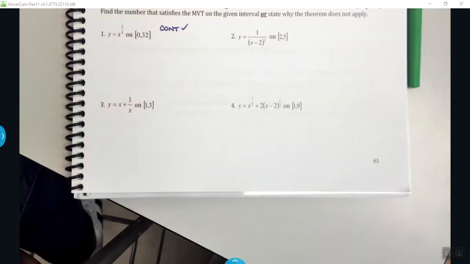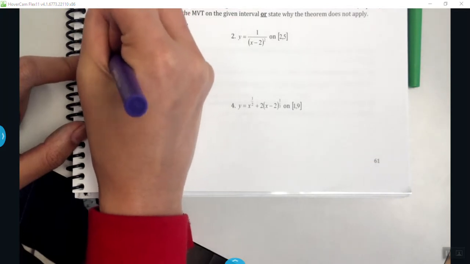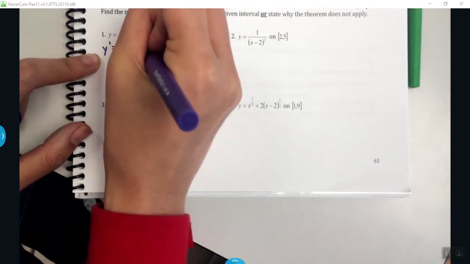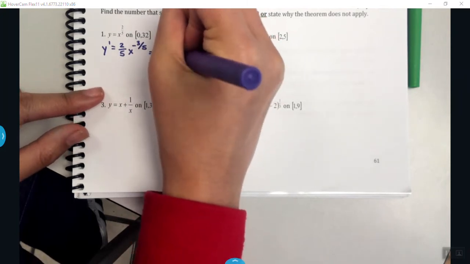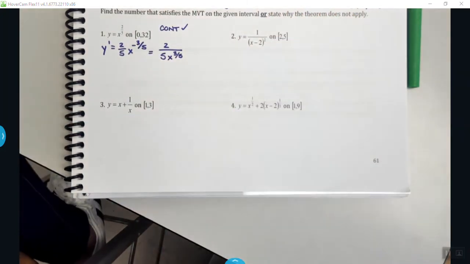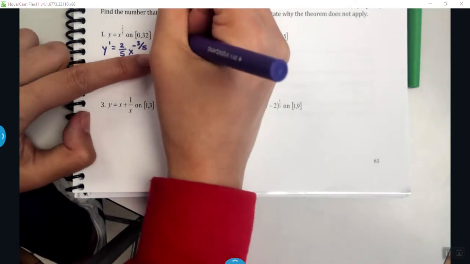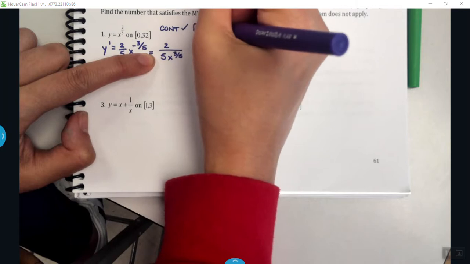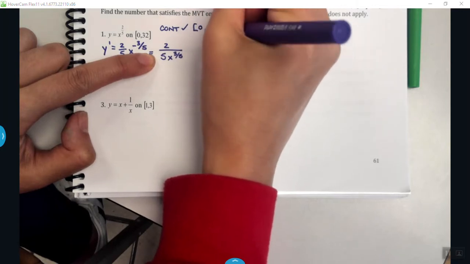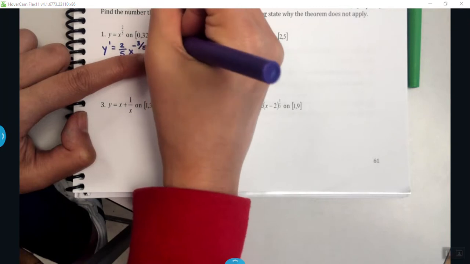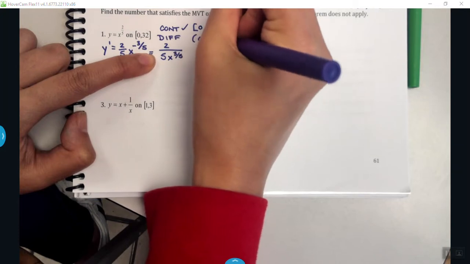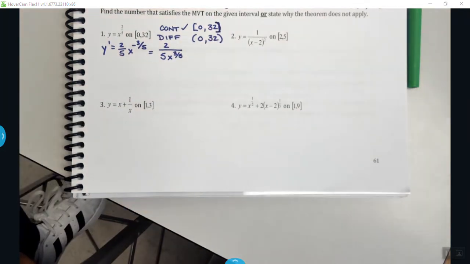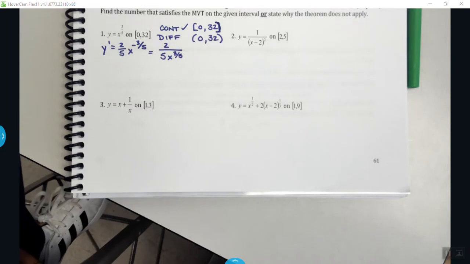Continuous, check. Let's take the derivative. 2/5 x to the negative 3/5. Okay, so that's 2 over 5x to the 3/5. Now, for differentiability, it's got to be continuous on the closed interval 0 to 32, but it's only got to be differentiable on the open interval 0 to 32, because remember, it doesn't have to be differentiable at the endpoints.